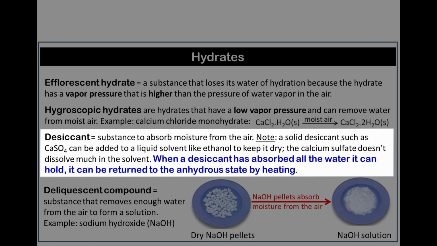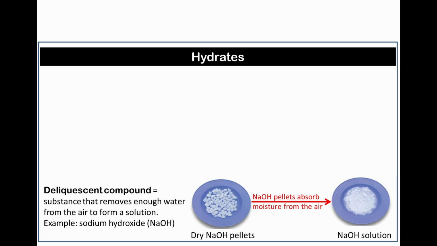When a desiccant has absorbed all the water it can hold, it can be returned to the anhydrous state by heating. A deliquescent compound is a substance that removes enough water from the air to form a solution. Example: sodium hydroxide. Therefore, containers of sodium hydroxide and other deliquescent chemicals should always be tightly sealed.